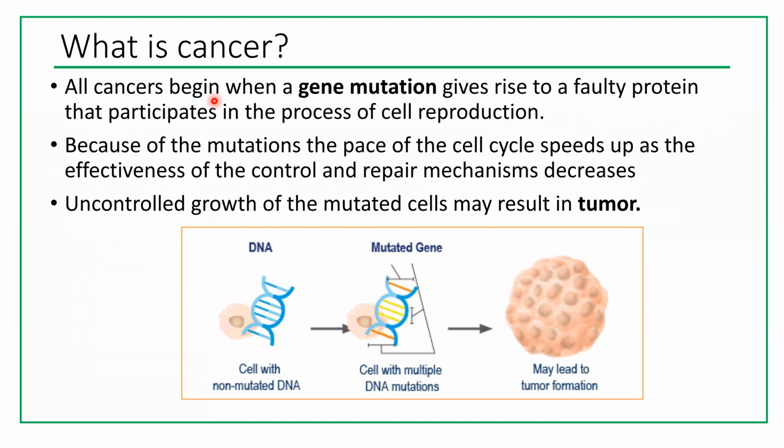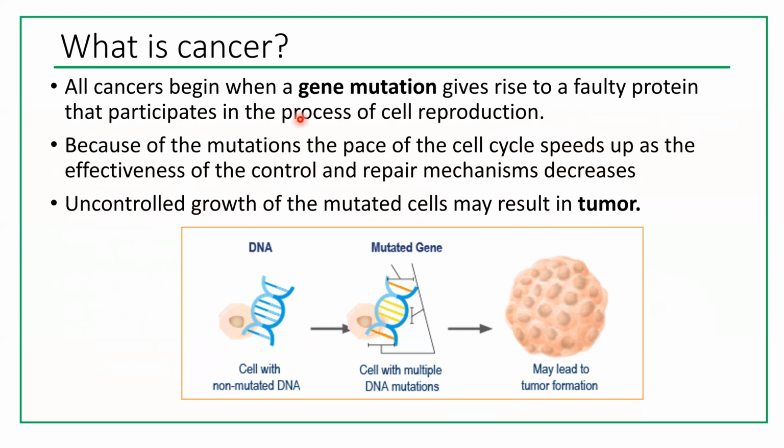All cancers begin with a gene mutation that gives rise to a faulty protein that participates in the process of cell reproduction. Remember, cancer is a disease of cell cycle. So cells start dividing without control. Because of the mutations, the pace of the cell cycle speeds up as the effectiveness of the control and repair mechanism decreases. Uncontrolled growth of the mutated cell may result in tumor.